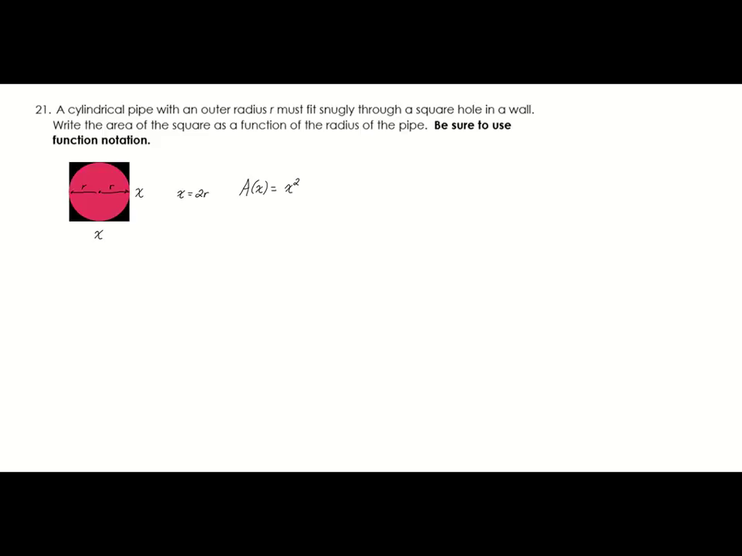But I want to write this area as a function of the radius. So I'm going to replace my X's with an equivalent amount of R's. So X is 2R. So A of R equals 2R, the quantity squared. So finishing up my formula and simplifying, I get A of R equals 4R squared. And this would be my final formula for writing the area of the square as a function of the radius of the pipe.